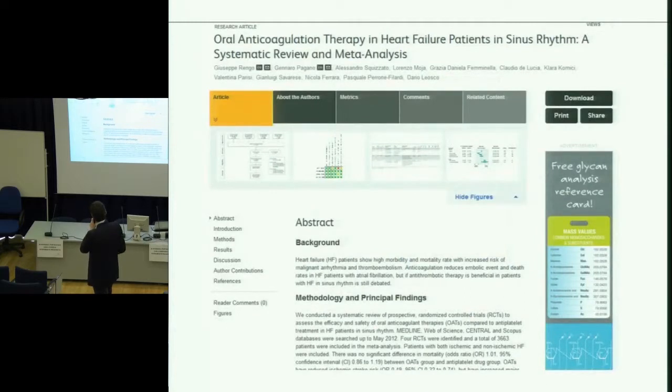And this is a classic example of a meta-analysis published in PLOS One, actually. Oral anticoagulation therapy in heart failure patients in sinus rhythm, a systematic review and meta-analysis. Now, let's look only at these two lines. If you have the narrative review of the same topic, what could be the title?